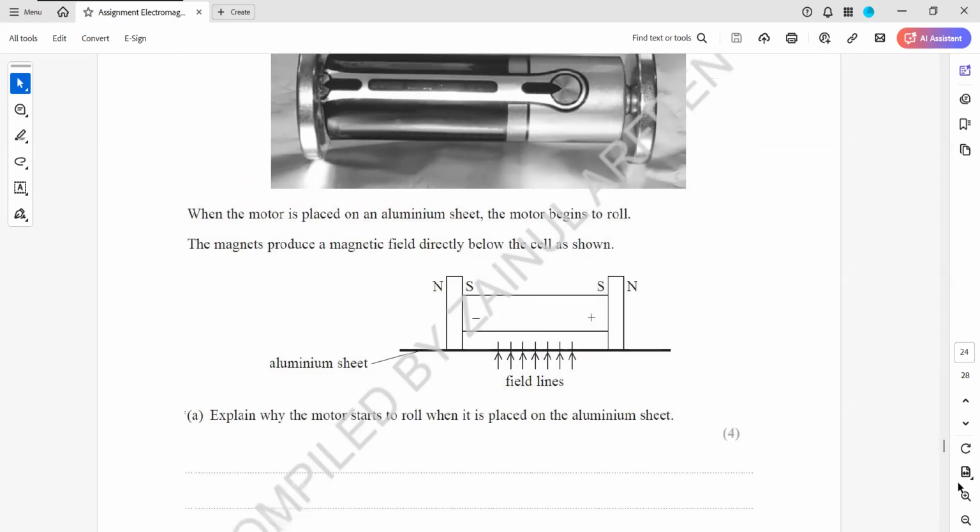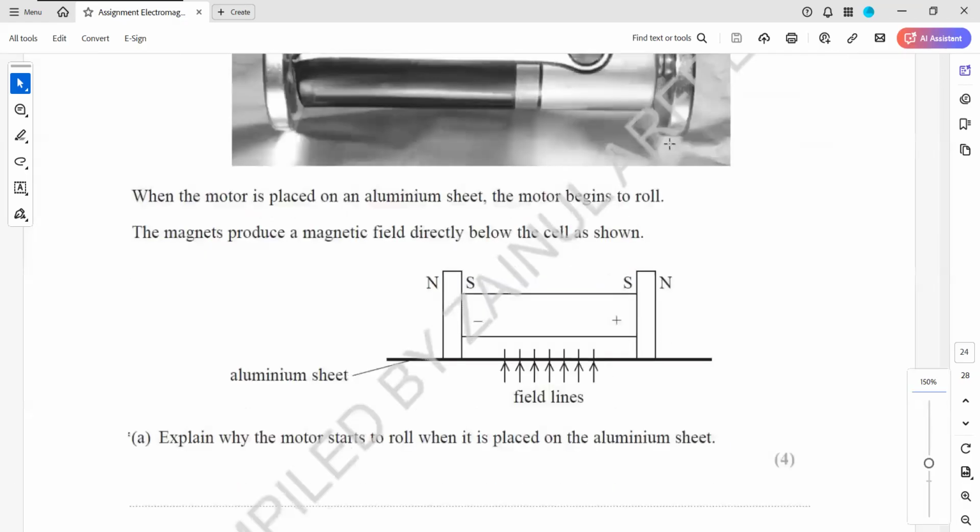First, what is aluminum? Aluminum is a conductor. And these are also metal. As you can see, these are metallic. So when we draw the direction of the conventional current, this will be the direction of the conventional current. That's how the current will move. And this is on the aluminum sheet. So aluminum is also a conductor. So this is the direction of the current.